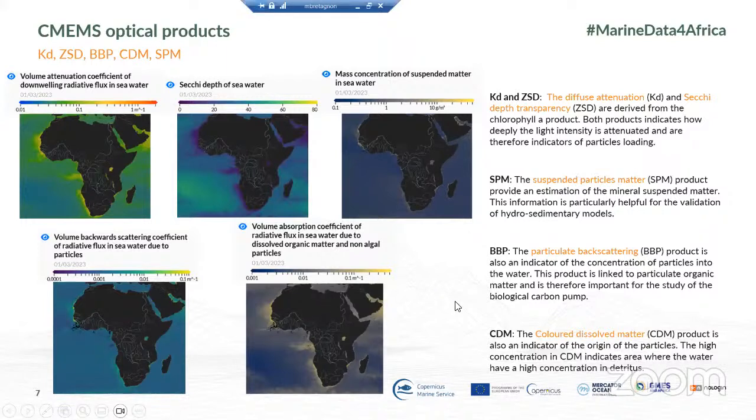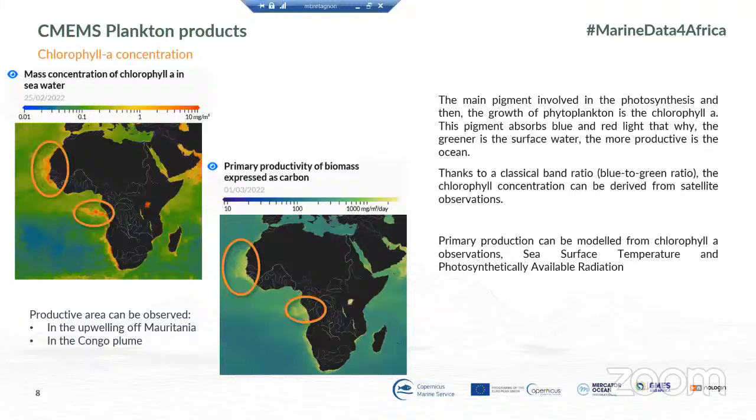And finally, on this smaller picture, you have also the colored dissolved matter, which is an indicator of the degradation of the organic matter, and is often named as an indicator of detritus concentration. So that is for the optical products, and we will now have a look at biological products, and particularly the products which are named plankton on the Copernicus Marine Service.